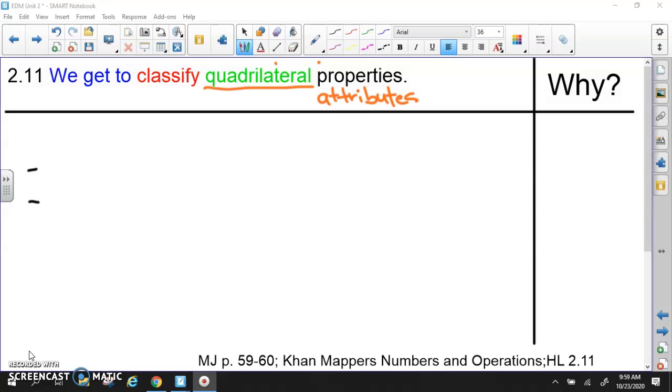Here's another key word that you'll be using in several places. Properties is a synonym of attributes as well. So when you see that idea of attributes, those are also a list of attributes. Help me list some attributes of, well, first of all, let's define quadrilateral.